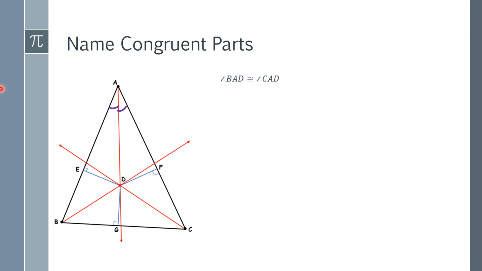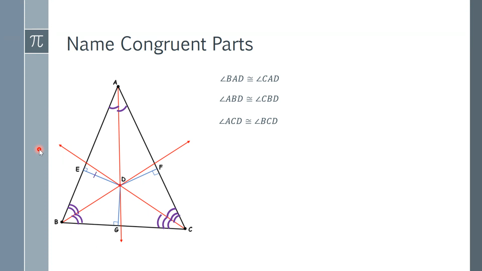And so what else can we say? We know these 2 angles are congruent. So that's angle ABD and angle CBD. Those 2 angles are congruent. Same reason. That's an angle bisector. We know that this angle is going to be congruent as well. So that's BCD and ACD. Those 2 angles are going to be congruent. I wrote the other way, ACD and BCD.